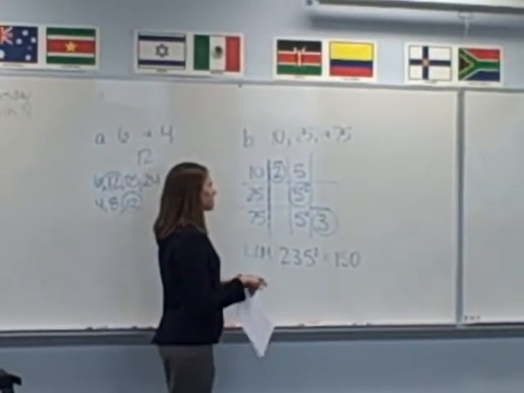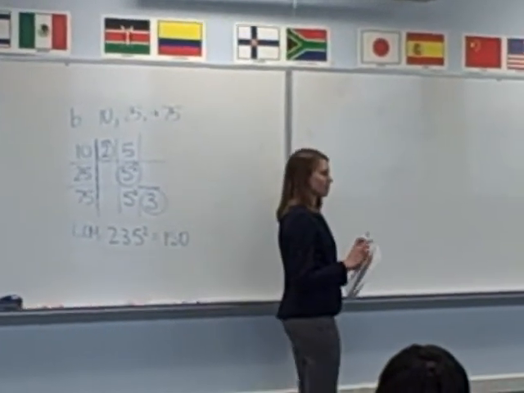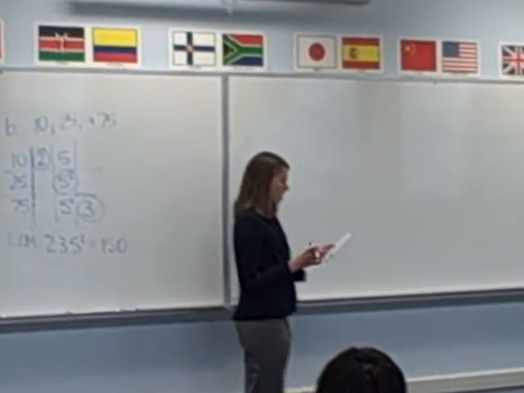Okay. We'll do another example. And this time we're actually including variables. So we're looking to find the least common multiple of a couple of monomials.